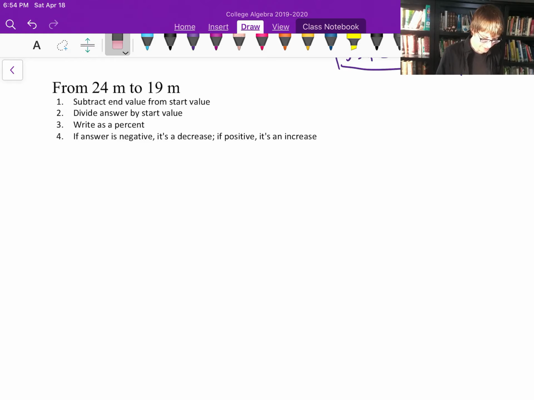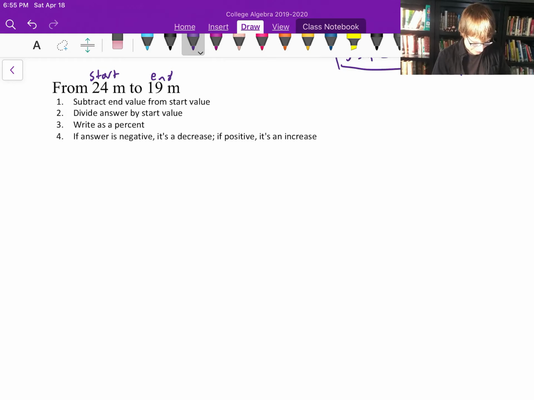We're going to subtract the start value from the end value. So this is the end value. The second value is the end value. We ended here, we started here. So we went from 24 meters to 19 meters. We started with something that's 24 meters long, and now we're going to 19 meters long. We're trying to figure out what the percent change was.